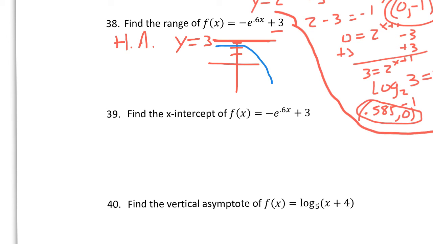Okay, so the range is what? The range is from negative infinity to 3 when you start looking at it this way. On number 39, we only want the x-intercept, and to find the x-intercept, we let y be 0.